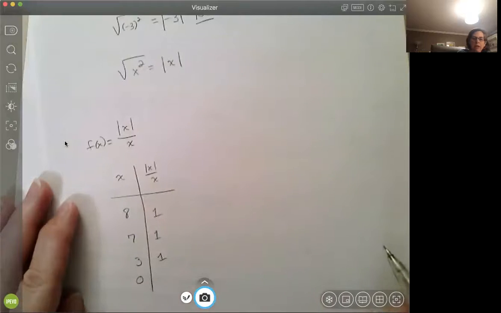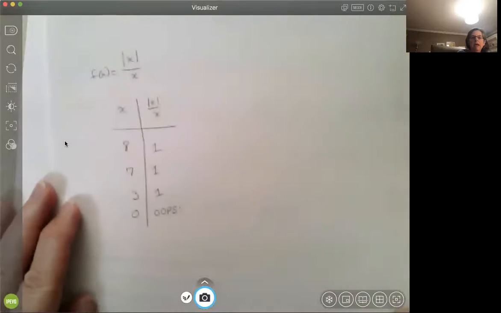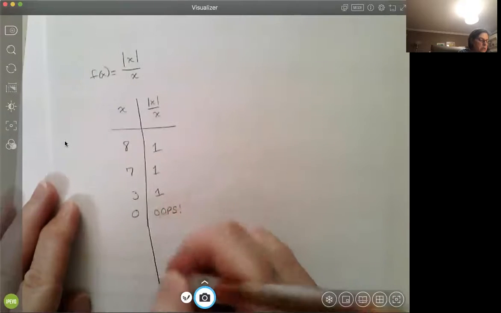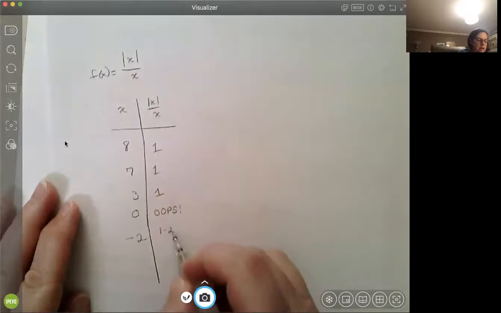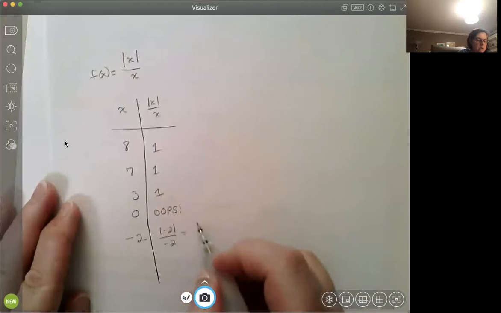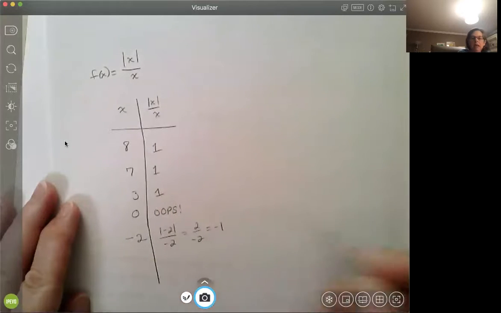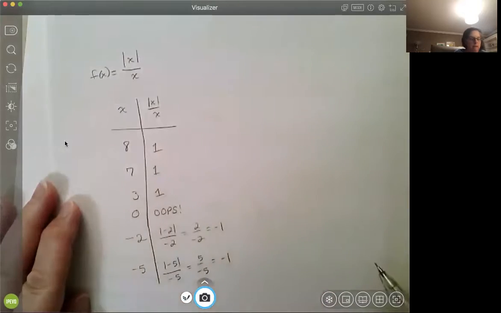What happens if I plug in 0? I can't divide by 0. Oops, can't do that. The function's going to be undefined at 0. Now let's try some negatives, like -2. Absolute value of -2 over -2 would be 2 over -2, which is -1. What if I try -5? Well, that's the same thing as this one. It's going to give me the absolute value of -5 over -5. So 5 over -5 is -1.